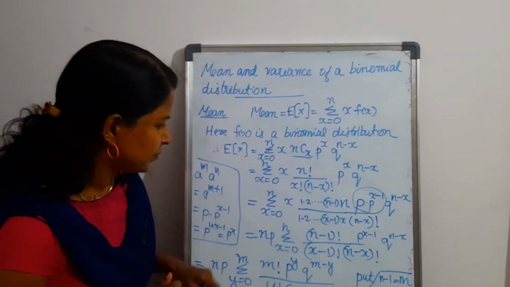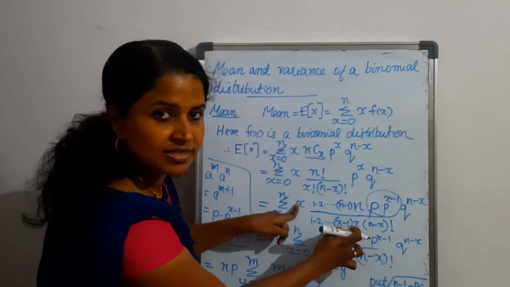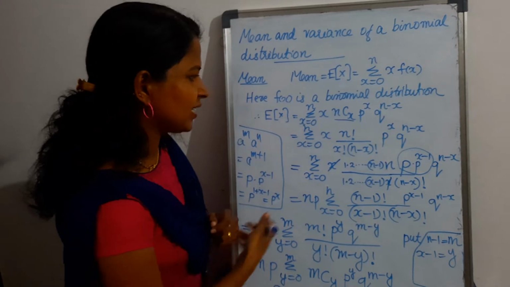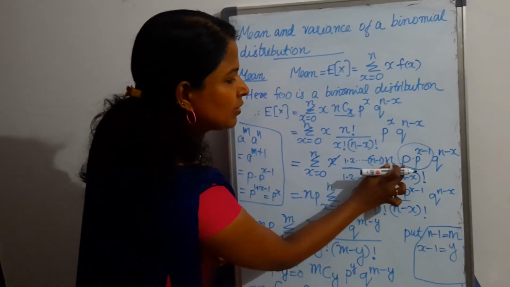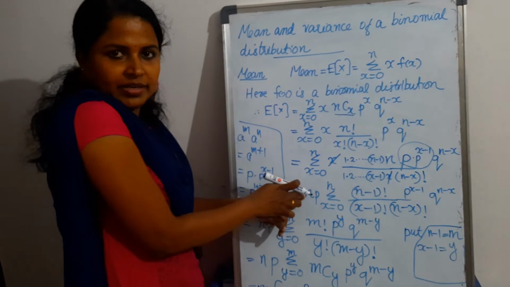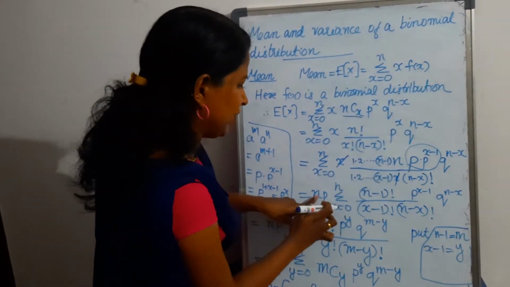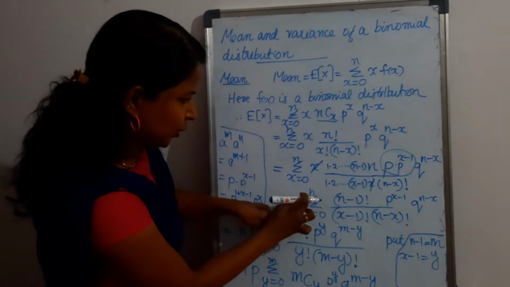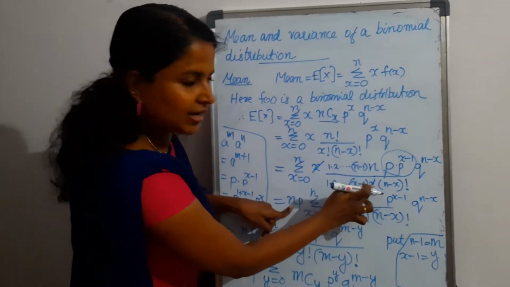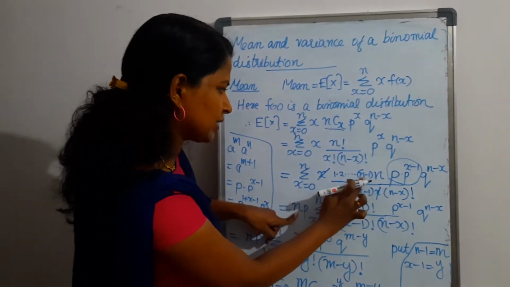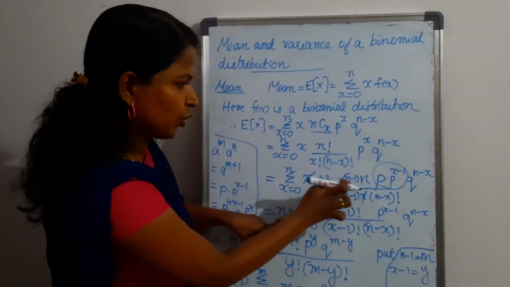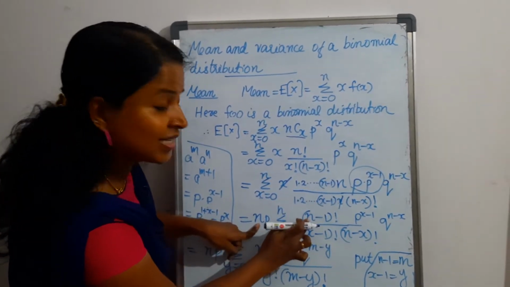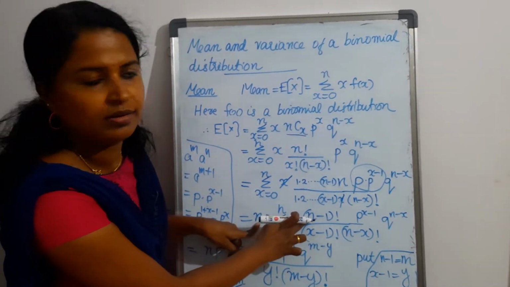Next step, listen. Here x and here x, we cancel this x. And we take this n and p outside. That is np into the sum over x equal to 0 to n. Here x and x cancelled, remaining 1, 2, 3 and so on up to n minus 1. This is 1 into 2 into 3 up to n minus 1, which is n minus 1 factorial.